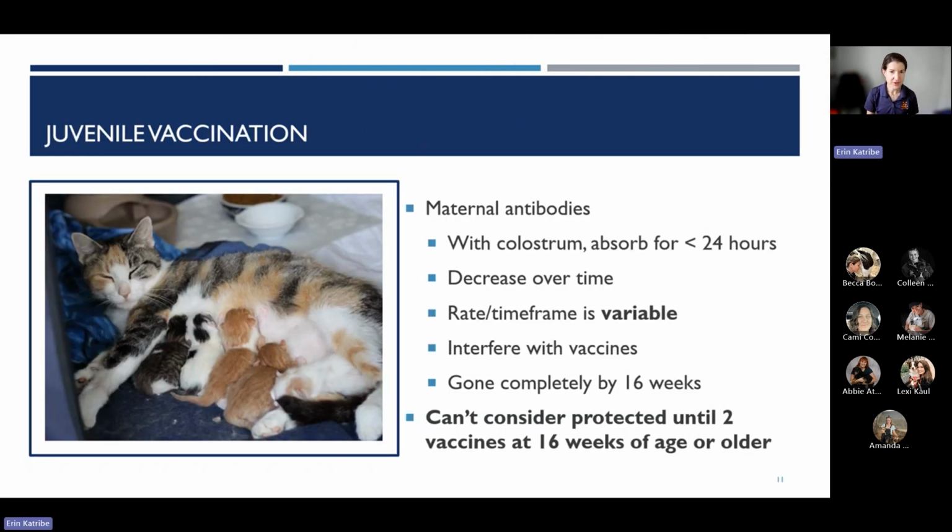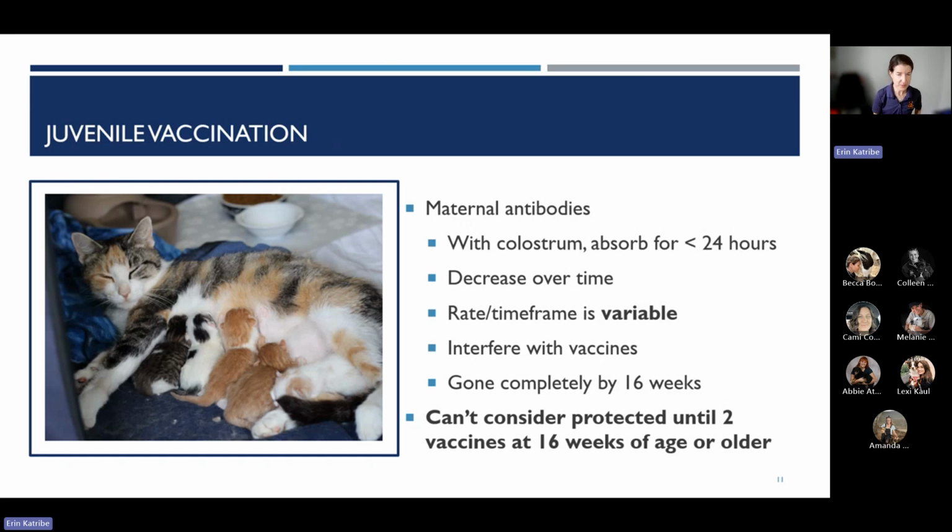A brief note about juvenile vaccination. So remember that if a mother cat or mother dog was either exposed to or vaccinated for a particular disease, she will have antibodies to that disease that she can then pass on to her puppies or kittens. That happens with early nursing, and those puppies and kittens can only absorb those maternal antibodies for about the first 24 hours. So they get this pile of antibodies if mom was protected, and these antibodies decrease over time.